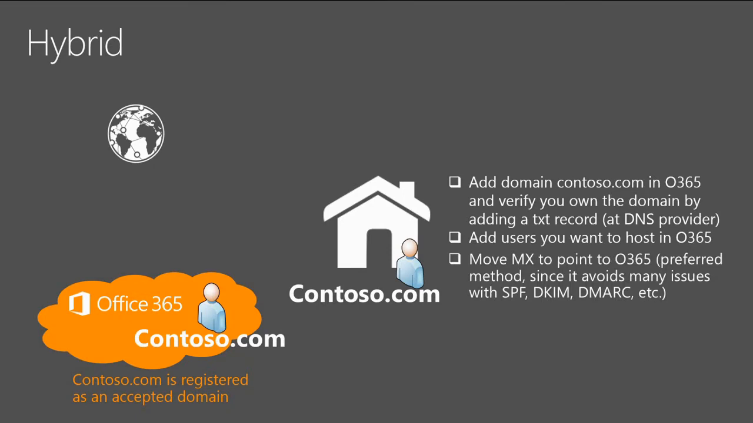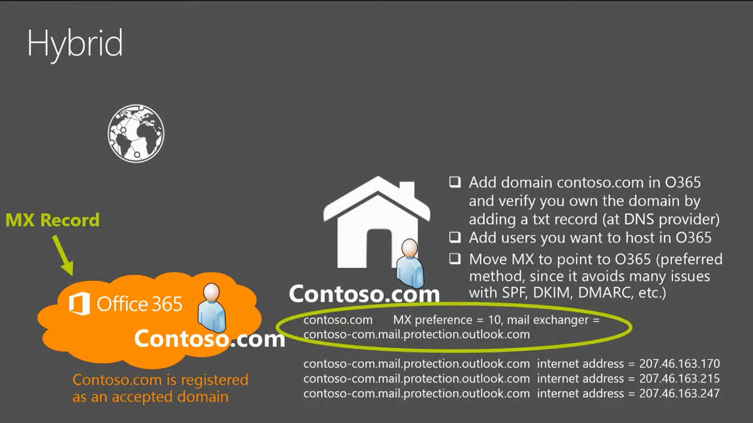and you move your MX to O365. When you move your MX to O365, this is what your MX looks like. It actually points to contoso-com.mail.protection.outlook.com. With that particular address, you could get multiple IP addresses associated with that. These IP addresses are region specific. So if you're coming in from North America, you would get North America IPs. If you're coming in from Europe, you'd get European IPs and so on. So you do get region specific routing for your mail.